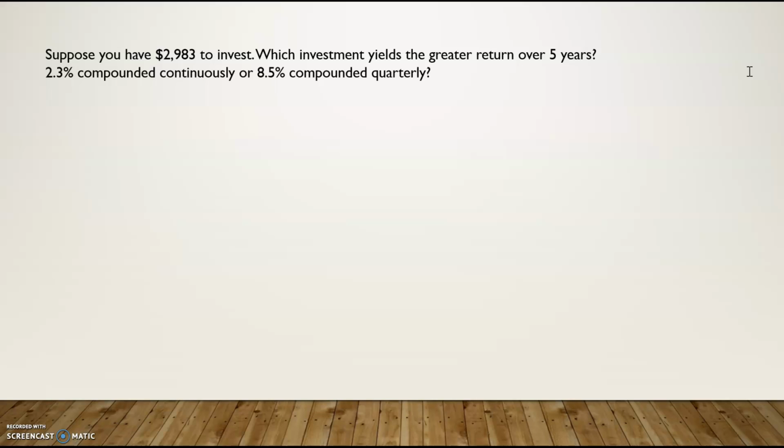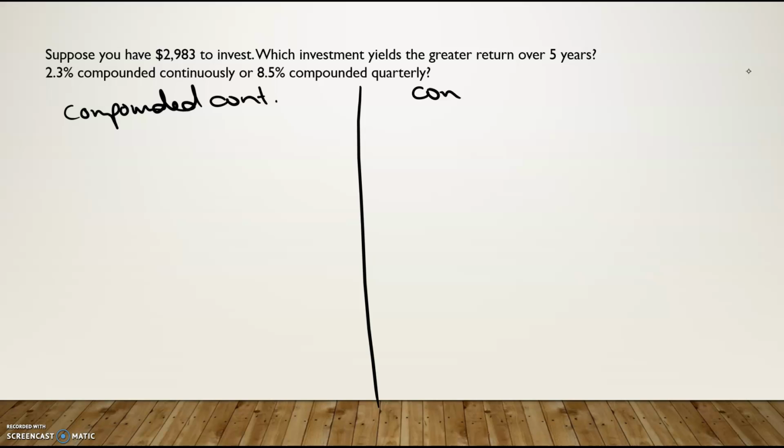Now let's take a look at the last one. Suppose you have $2,983 to invest. Which investment yields the greater return over 5 years? 2.3 compounded continuously or 8.5 compounded quarterly? So we're going to have to set up two equations here. So if it is compounded continuously or if it's compounded quarterly, which one will give us the biggest return?